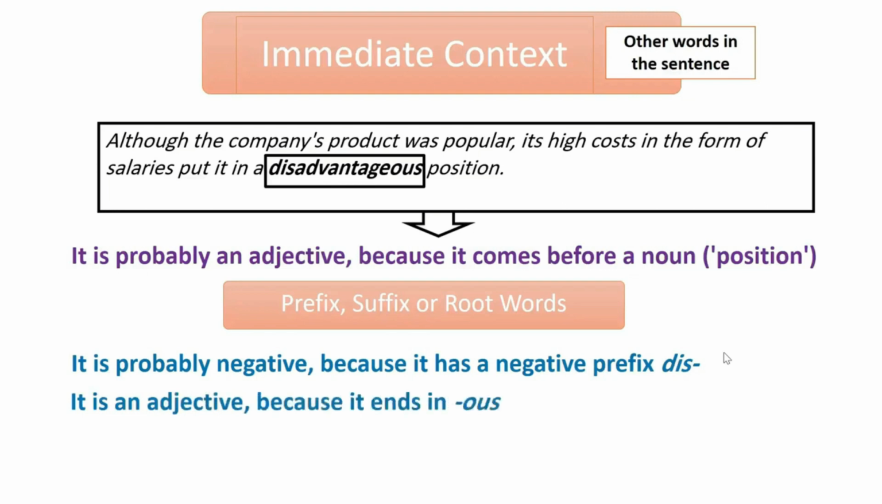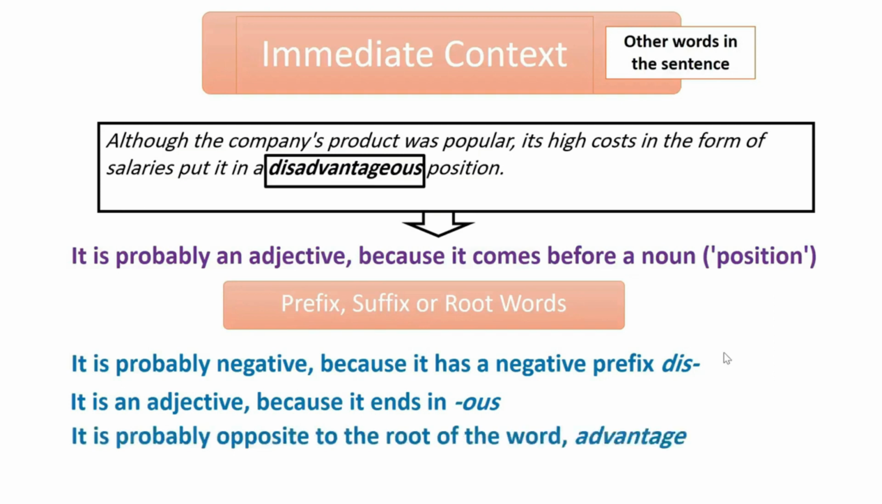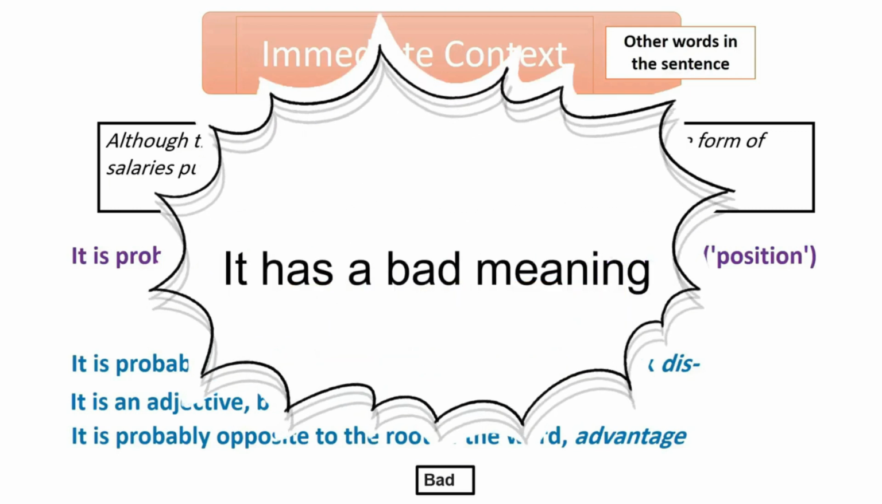We know it is an adjective. Why? Because it ends in ous, and ous also is from the signs of an adjective. And finally, it is probably opposite to the root of the word advantage. So disadvantageous, the root of the word is advantage. So we know that it is probably opposite to advantage, especially when we have the prefix dis. So we know generally that it is probably a meaning that is bad.